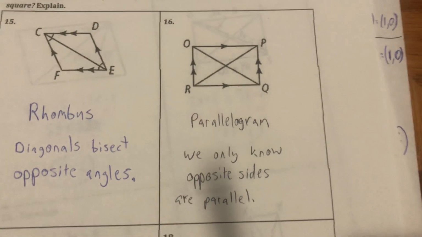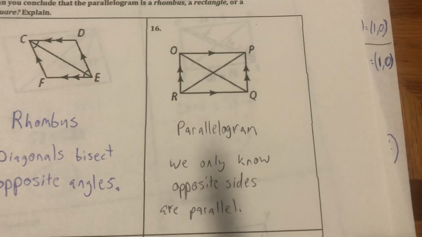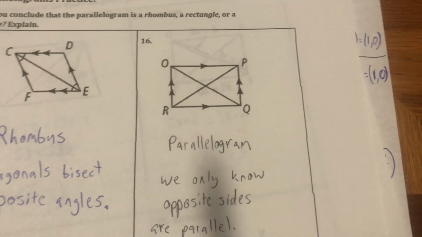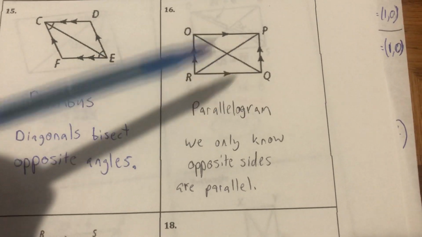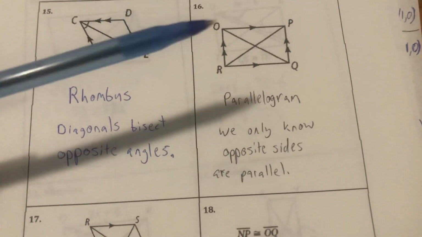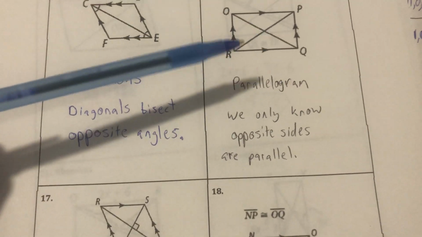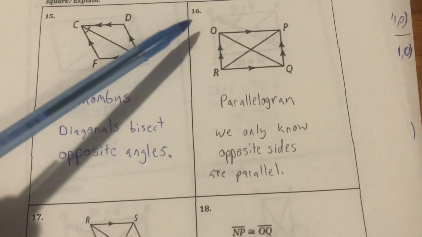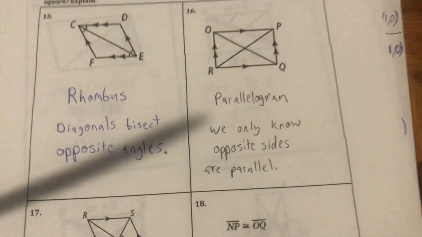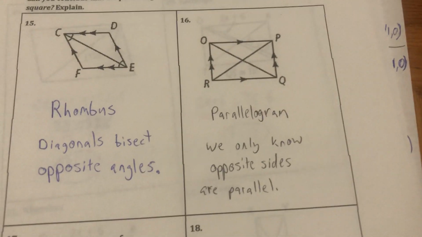Looking at 16, I think the most common mistake on this one would be rectangle. I mean, it looks like a rectangle if we're judging a shape by its cover there. But remember, we need some sort of evidence. We can't always just trust our eyesight. So this is just a parallelogram because all we know is that opposite sides are parallel. We don't know anything else. We don't know that we have right angles here, even though it looks like it. We don't know that the diagonals are congruent, even though it looks like it. We need to see proof. So that's just a parallelogram.